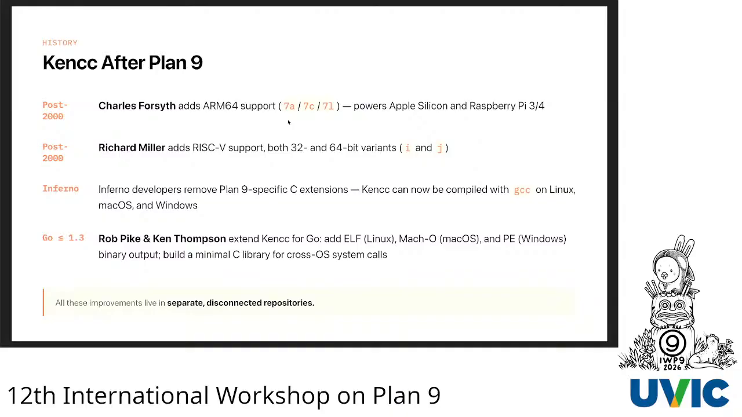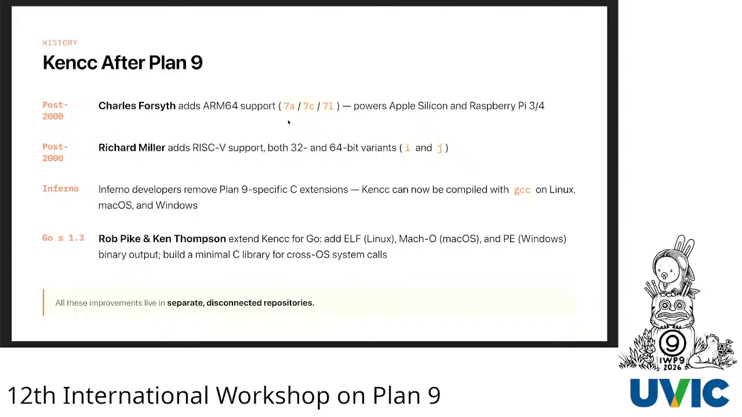After 2000, after the 4th edition of Plan 9, Charles Forsyth, or Forsyth, I don't know how to pronounce it, added support for ARM64 with the letters 7A, 7C, and 7L. That powers modern Apple machines, and also the more recent Raspberry Pi, the 3, 4, and 5, I think. Then, I don't remember when, Richard Miller added RISC-V support for the 32 and 64 variants. So you have the letters I and G for that, so you have IC and GC.